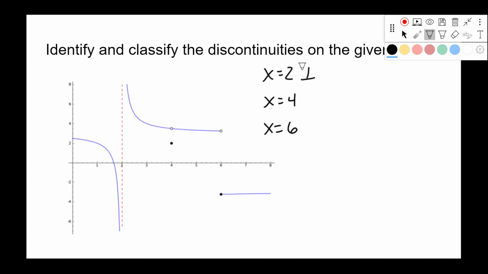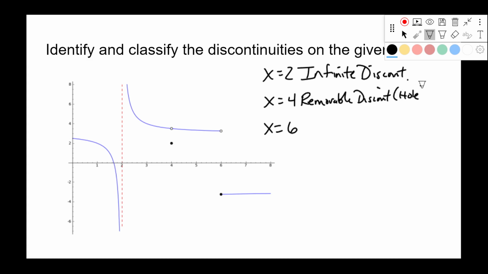At x equals 2, that is an asymptote. It is an infinite discontinuity. Okay. At x equals 4. All right, so there's a difference between x equals 4 and x equals 6. At x equals 4, there is a removable discontinuity. Okay, it's a hole there. All right, it's a hole.